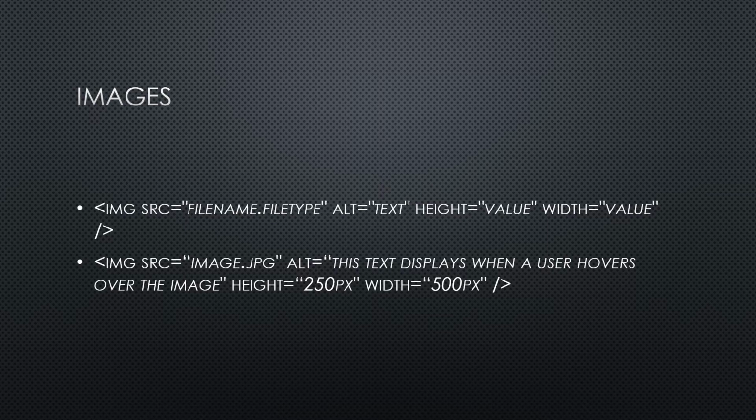In the second example, you can see an actual image link where I've added the name image JPG. The alt text is the text that displays when a user hovers over the image. The height is set for 250 pixels and the width at 500 pixels. And we'll be talking about units of measure later.